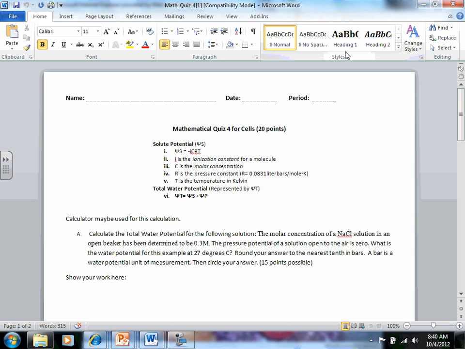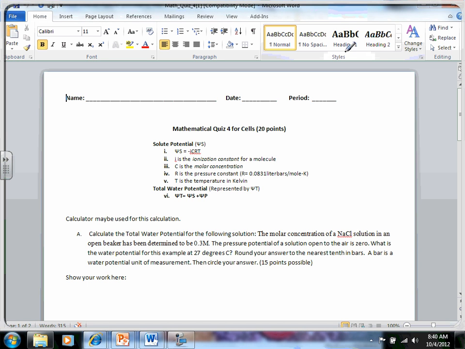So what we're looking at up here is an equation to calculate just the solute potential. Just an equation for this part of water potential.